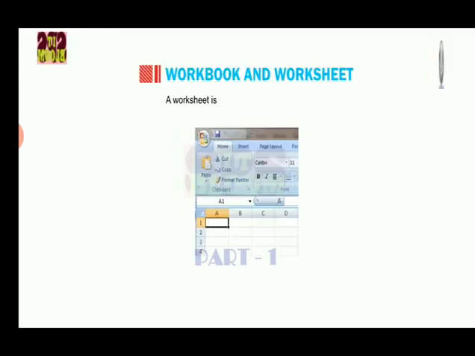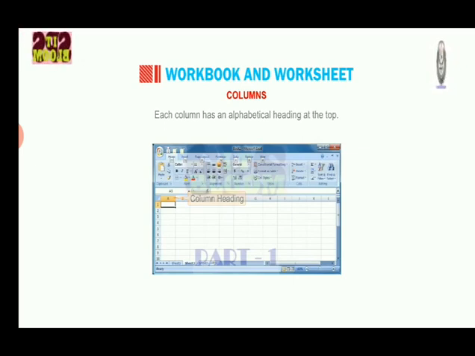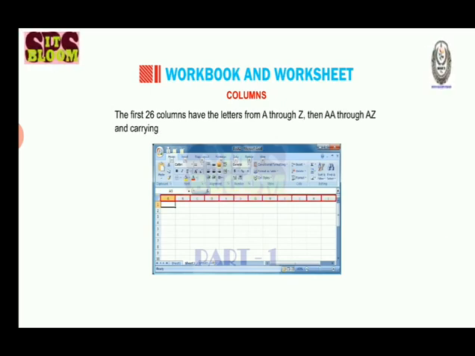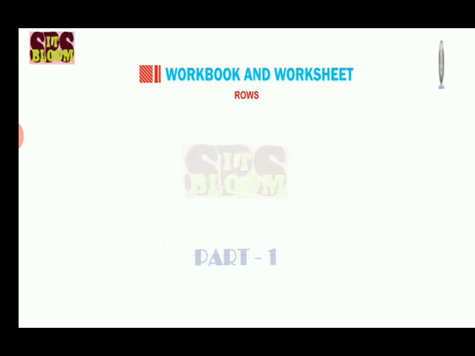A worksheet is divided into rows and columns. Okay, let me explain columns. Each column has an alphabetical heading at the top. The first 26 columns have the letters from A through Z, then AA through AZ, and carrying up to XFD. Each worksheet contains 16,384 columns.